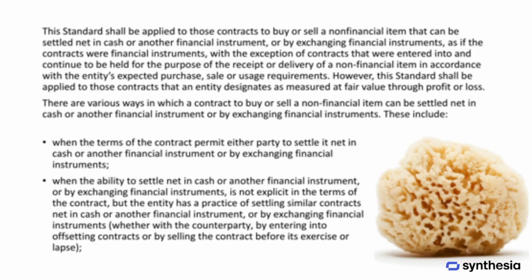There are several ways such contracts can be settled. They may allow either party to settle in cash, another financial instrument, or by exchanging financial instruments. In other cases, the contract terms may not explicitly allow net settlement, but if the entity has a history of settling similar contracts in this way, whether directly with the counterparty through offsetting contracts or by selling the contract before it is exercised or expires, the standard would still apply.